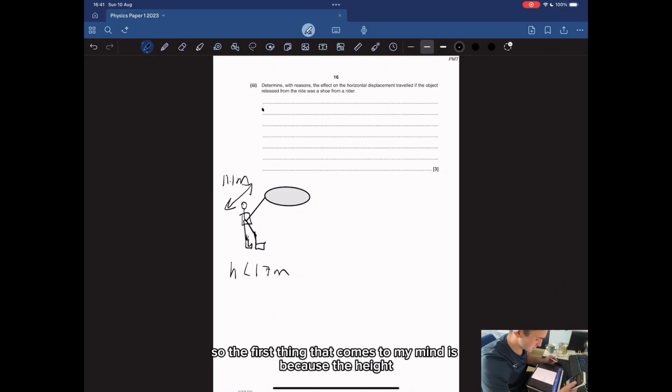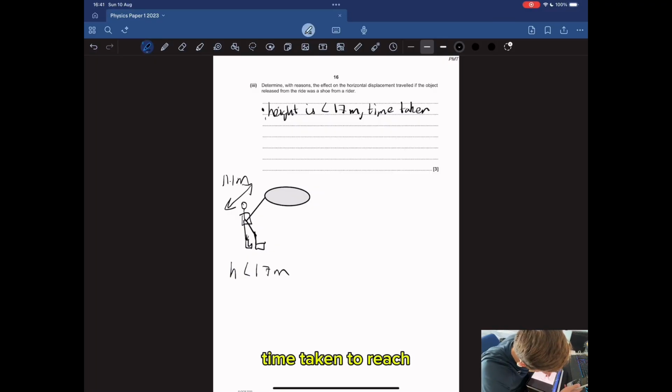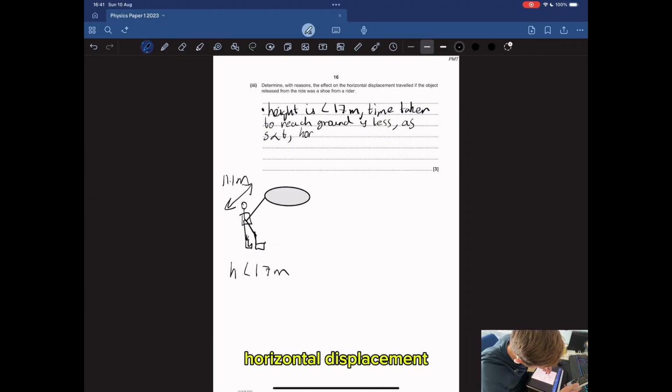So the first thing that comes to my mind is because the height is less than 17 meters, the time taken to reach the ground is less. So if the time's less, as distance is proportional to time, horizontal displacement decreases, if that makes sense.